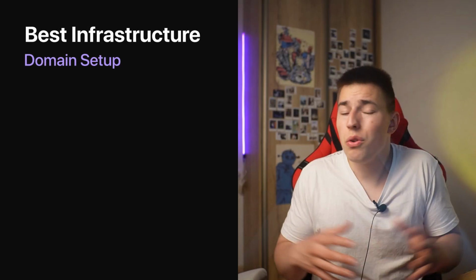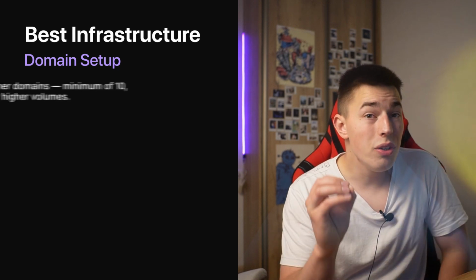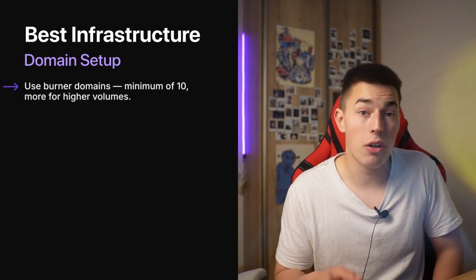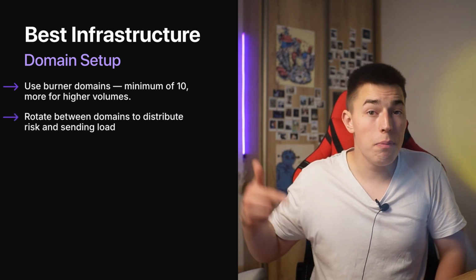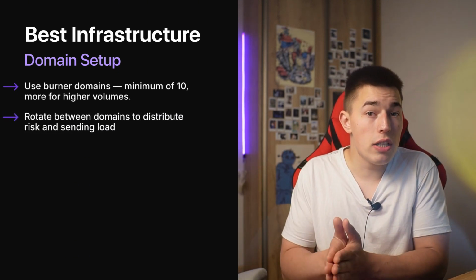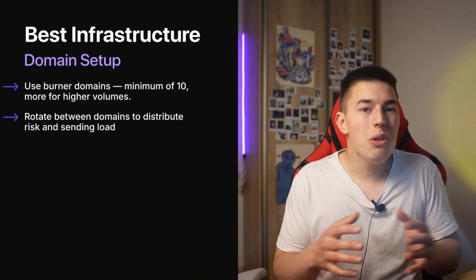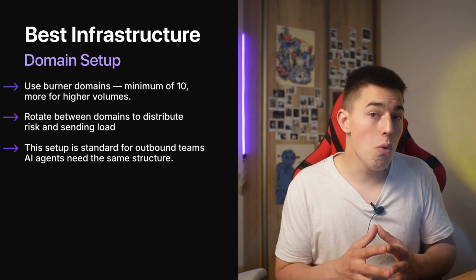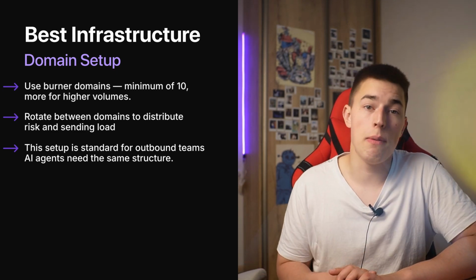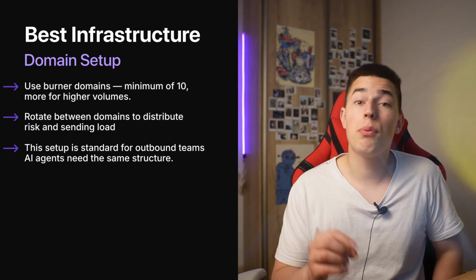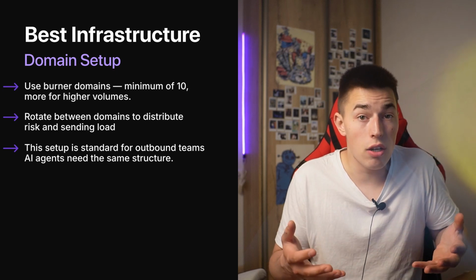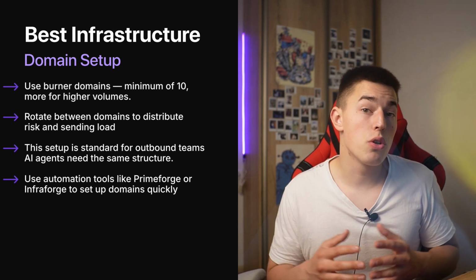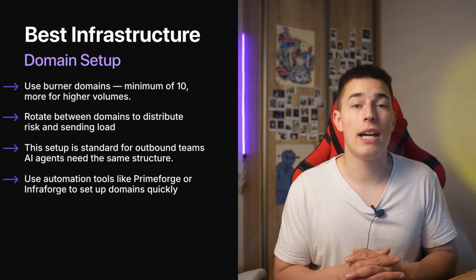First, domain setup. You can't just send from your main domain. You need burner domains, at least 10 to start. Likely more if you're sending higher volume. Why? Because you want to rotate between them. And this way you divide the risk and load between the domains. This way you do not exhaust one singular domain. This is what real outbound teams do. And yes, your AI agents need the same setup. It's not human, but the email providers don't know that. They just see a sender. And you can use automations to quickly set up domains with tools like PrimeForge or InfraForge. They even have API access.